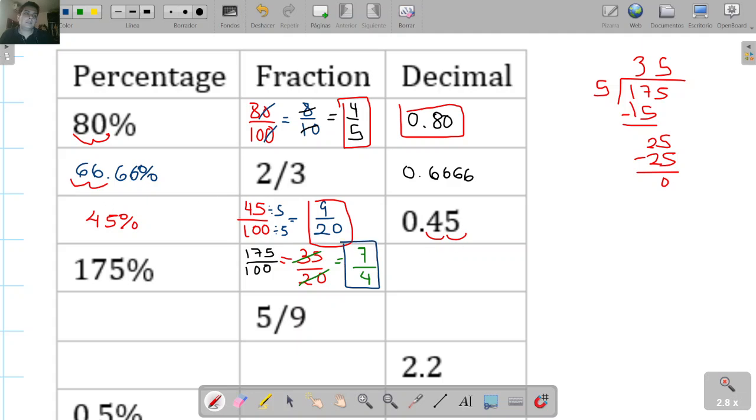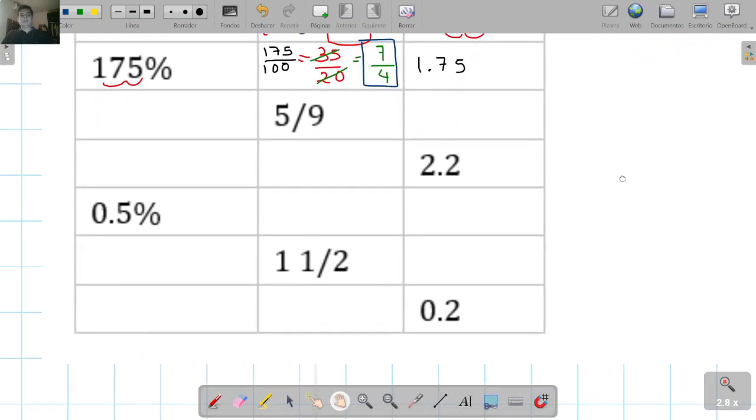And here as a decimal, again, we just move the point from here twice. So we have 1.75 as a decimal. Let's continue here. As you can see, we have the full table. In the exam, the table is not going to be that long, I promise.